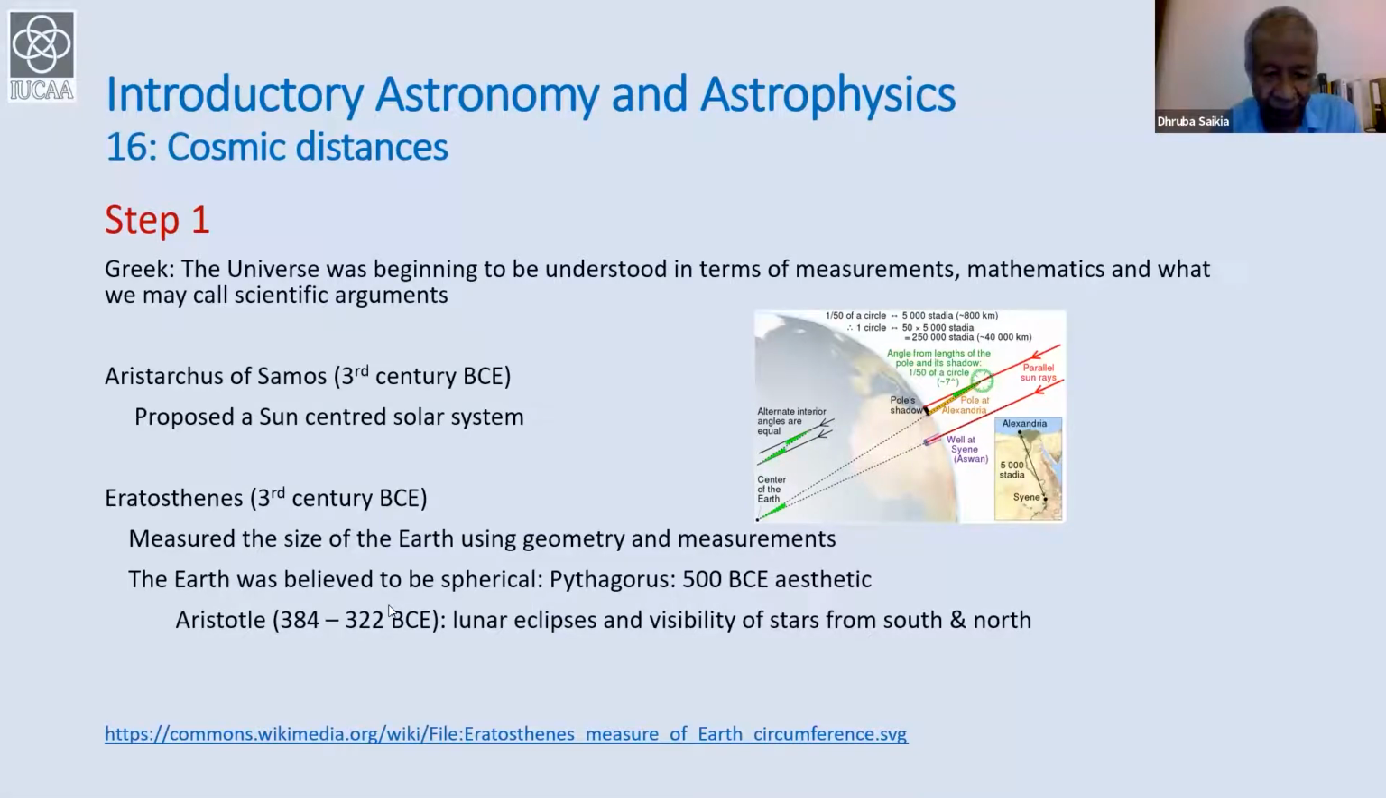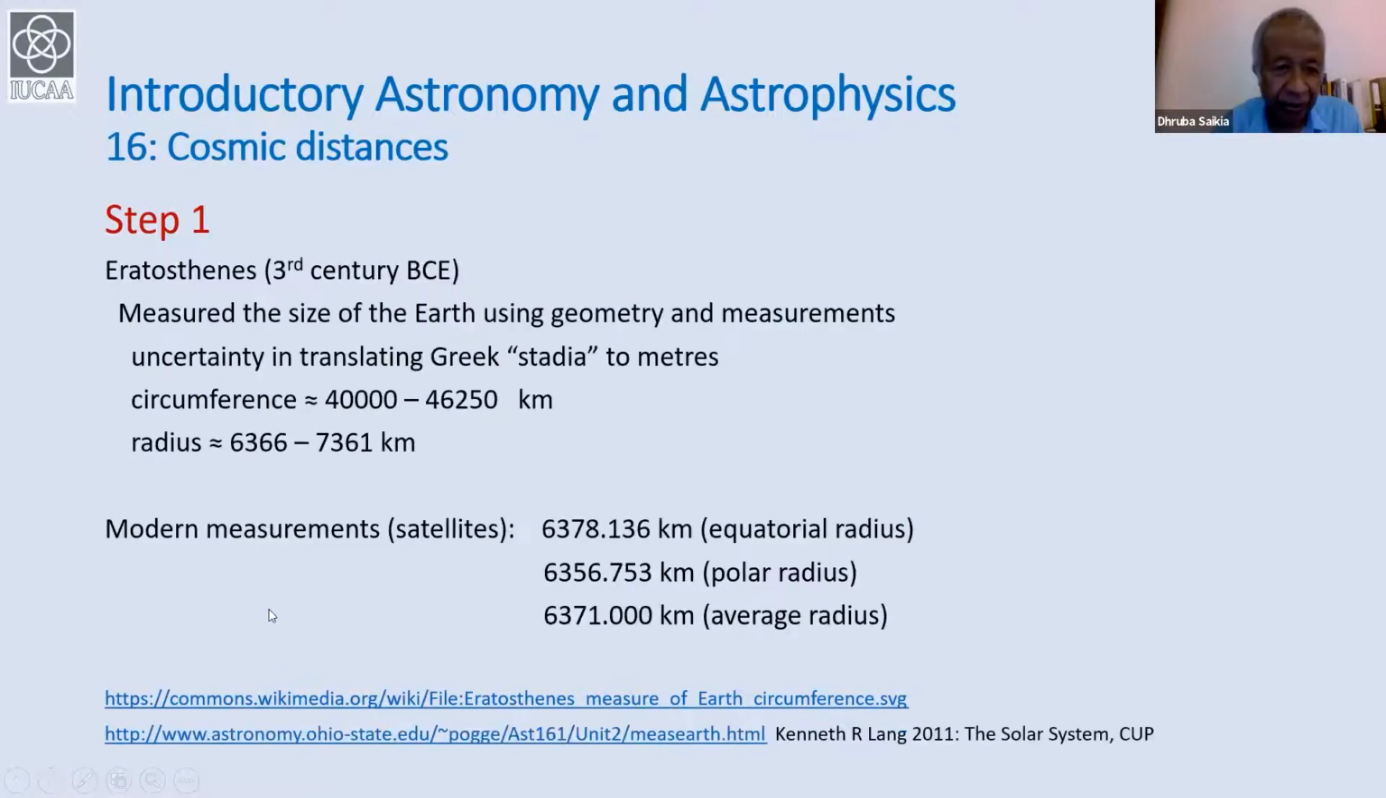Aristotle put it on more logical arguments: the shapes that you see in lunar eclipses, and also how the visibility of stars from the south and the north vary, because you will not see stars below the horizon in the case of a spherical Earth. And this is something you'd have learned in your elementary geography as well: when you see a ship going over the horizon, you see the top of the mast till the end. So these were some of the early attempts to measure the size of the Earth.